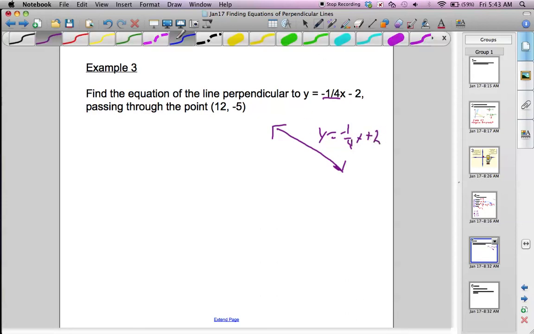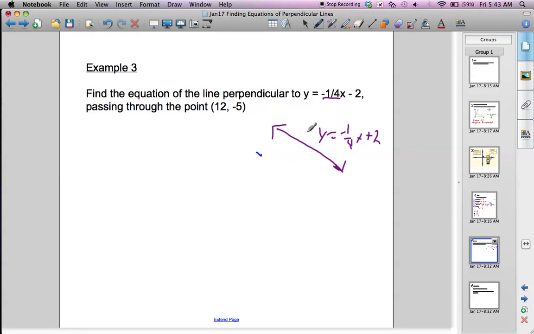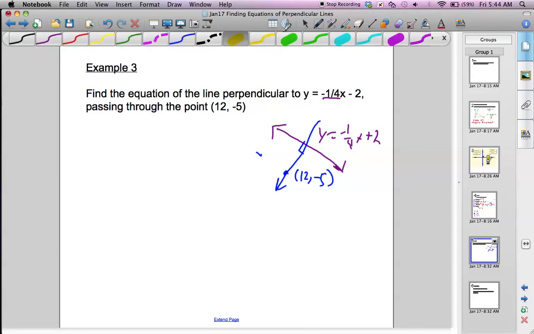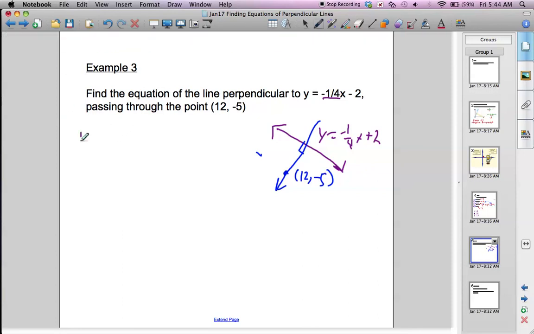And then we've got another mystery line that's perpendicular to that line. We don't know the equation, but we know it goes through the point 12, negative 5. So we're going to find the equation of this blue line here. Alright, so we don't know much about it. We know that it goes to this point, but we also know it's perpendicular to the purple line. So, now this slope of the purple line, let me put that in purple. Slope of the purple line is negative 1/4.